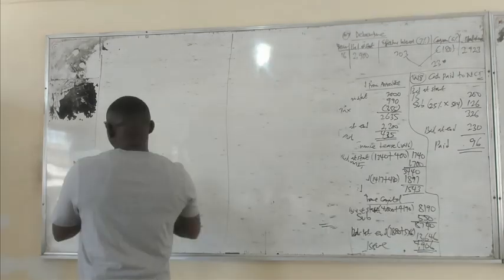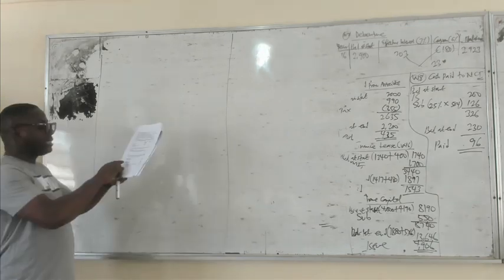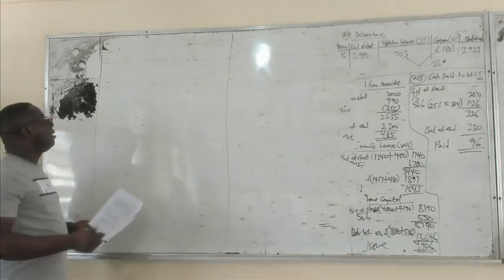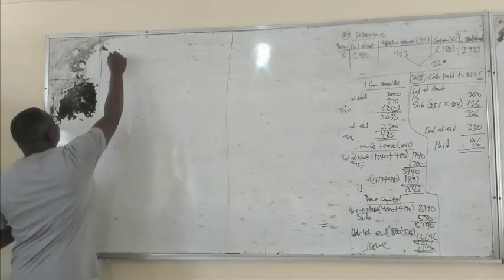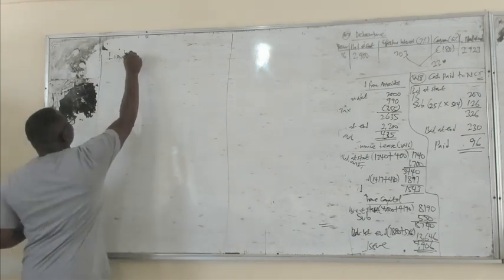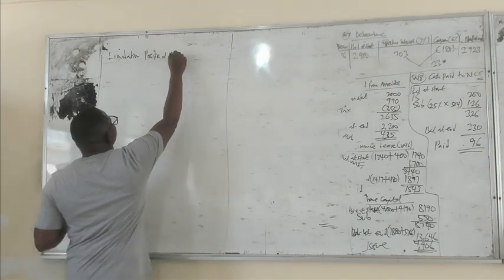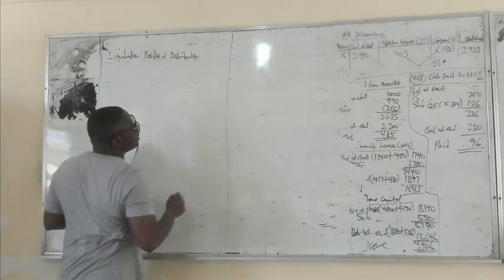So for liquidation position, we're going to sell all the assets. So let's go back to the question. What are the assets? I think there are 3. Freehold property, equipment, and inventory. Okay. So liquidation position and distribution. So I want to call it liquidation, position, and distribution.